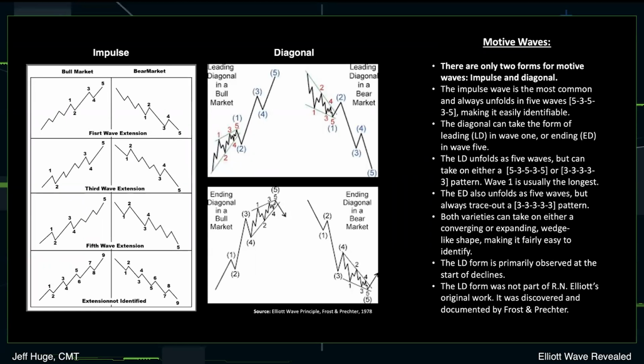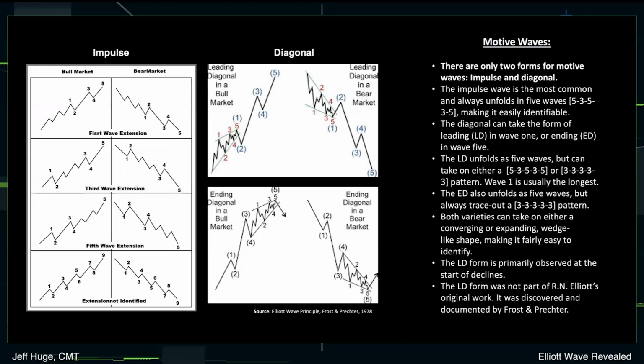So motive waves, as we just discussed, define the main direction of prices, the trend, if you will. And there are only two forms of motive waves. There's an impulse wave and there's a diagonal. Now, the impulse wave is the most common, and it always unfolds in 5 waves. And it always plays out the same sequence.